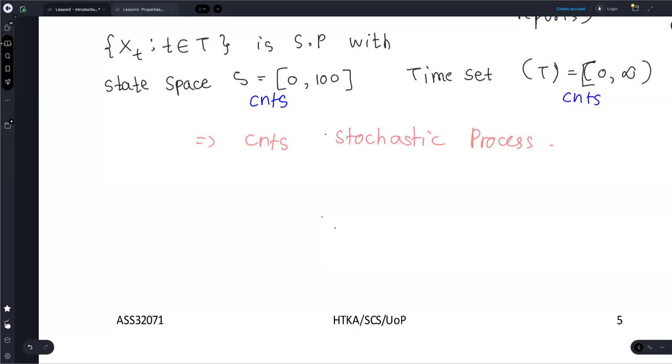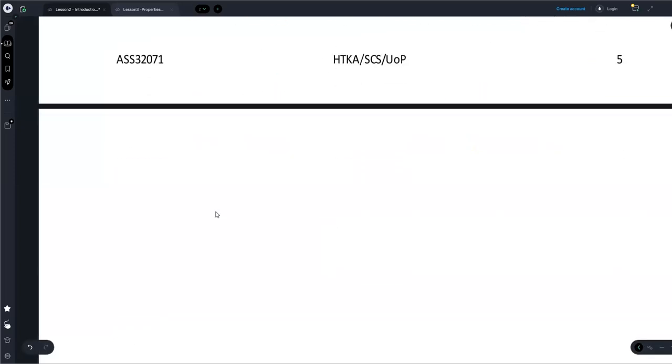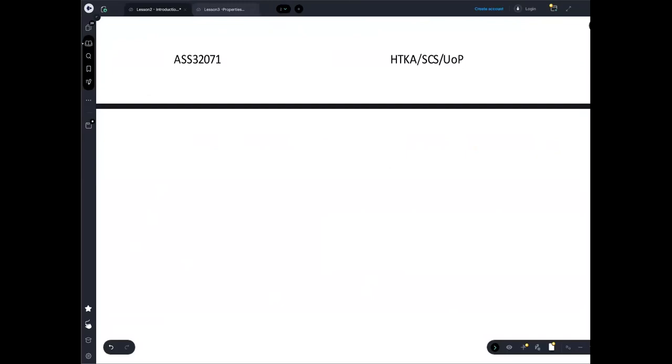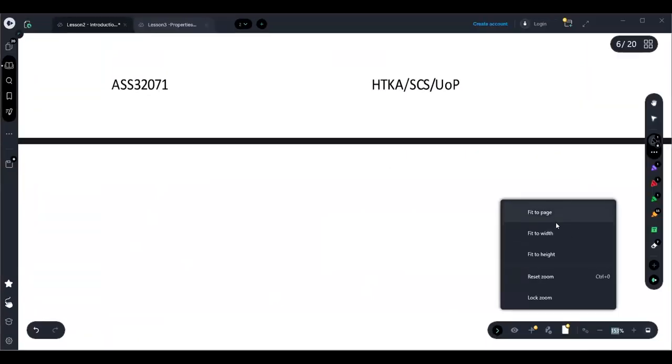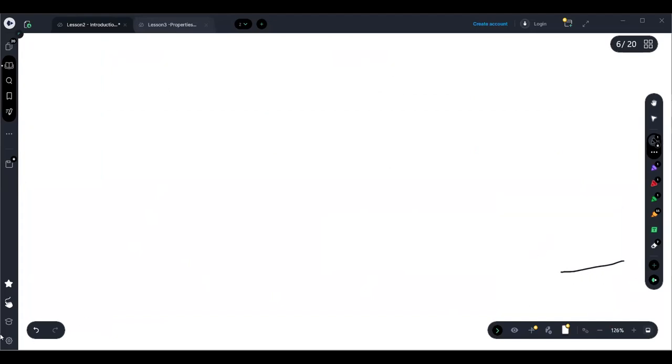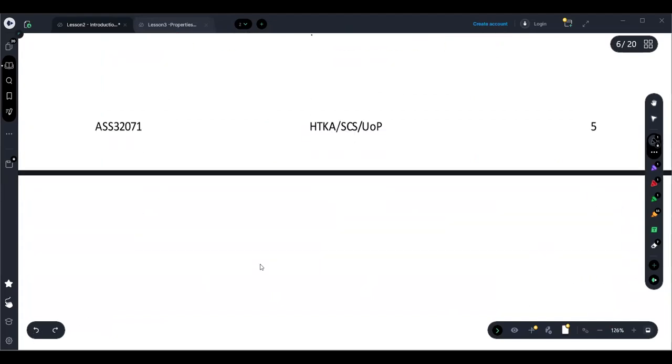Right now, how can we graph these four possibilities, right? Let me... right, that's correct.